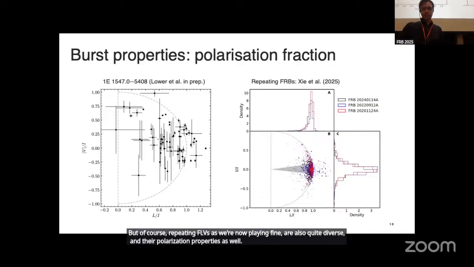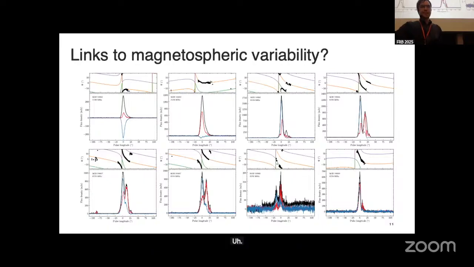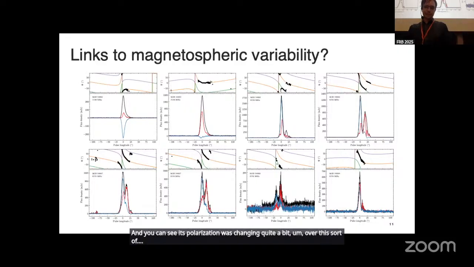Sticking with polarization, here I'm showing a series of average pulse profiles. This is many, many rotations averaged together, seen on different days. And you can see its polarization was changing quite a bit over this 10 to 20 day period.